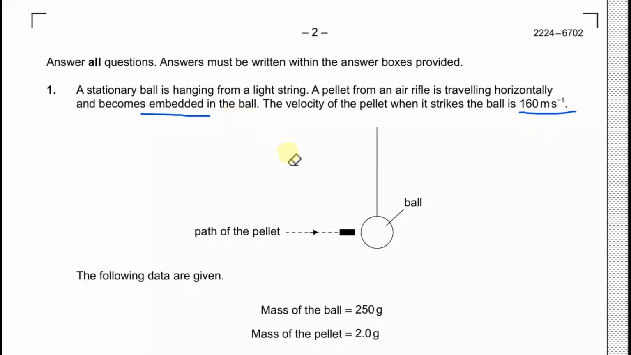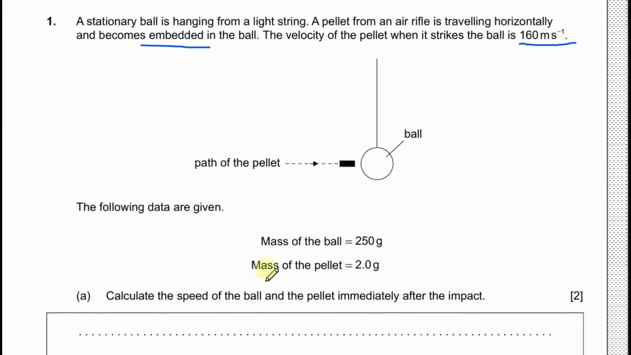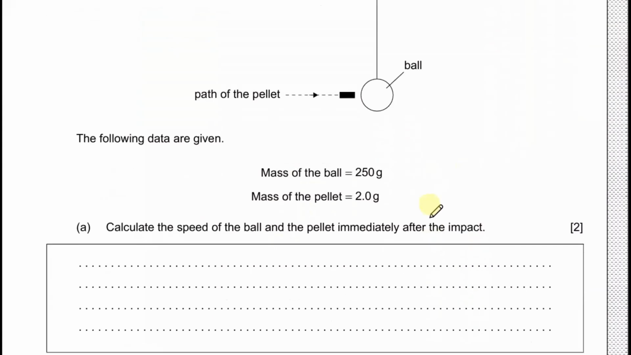A stationary ball is hanging from a light string. A pellet from an air rifle is traveling horizontally and becomes embedded in the ball. The velocity of the pellet when it strikes the ball is 160 meters per second. So A asks to calculate the speed of the ball and the pellet immediately after the impact.